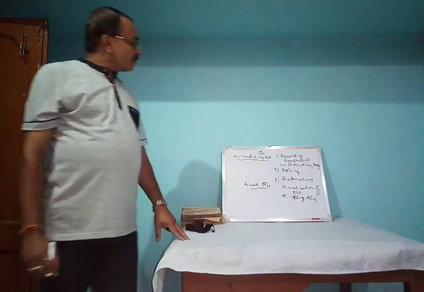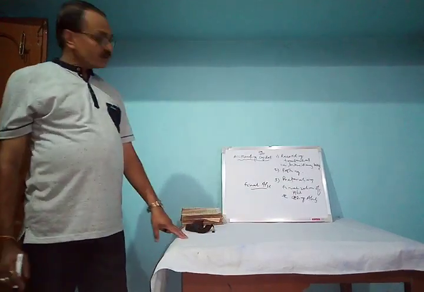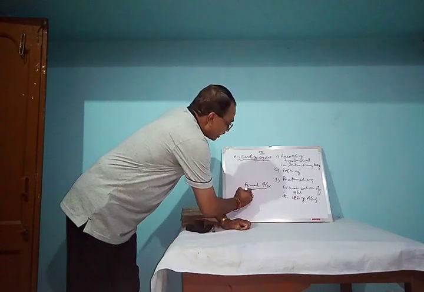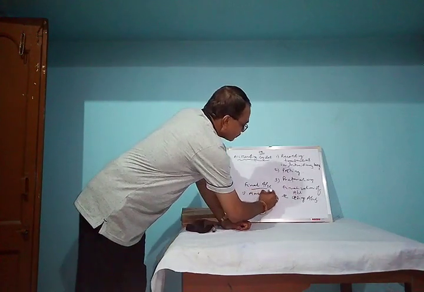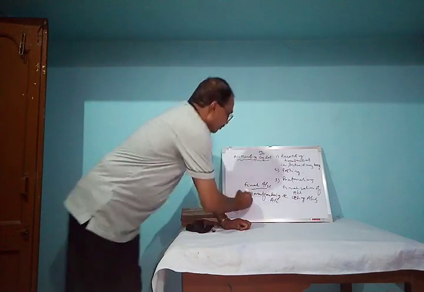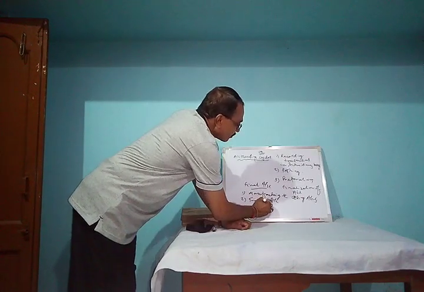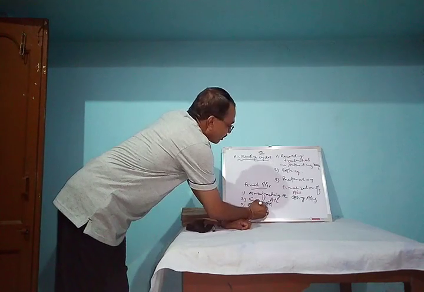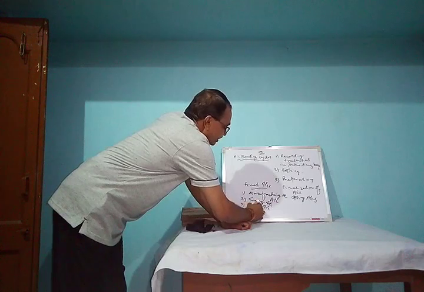So in the preparation of finalization of accounts, usually what we have to do, final accounts consist of, number 1 is manufacturing account. Number 2 is trading account. Number 3 is profit and loss account. Number 4 is balance sheet.